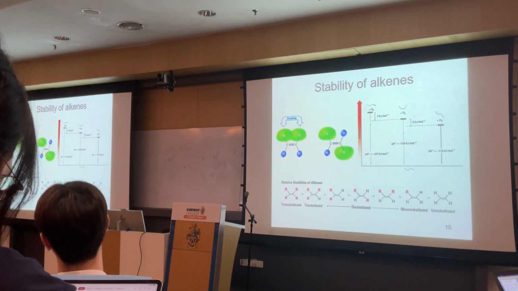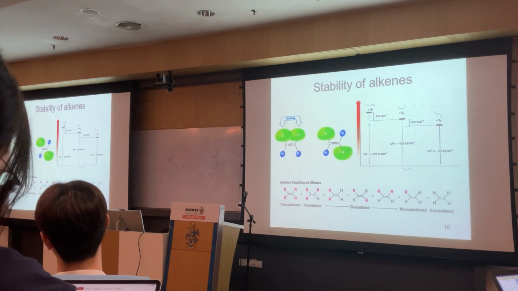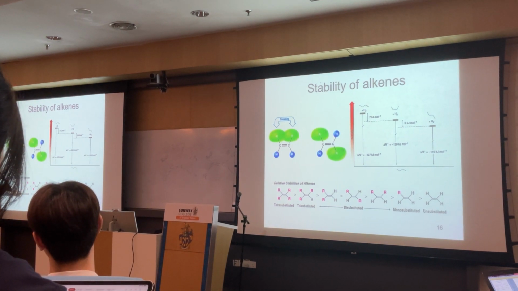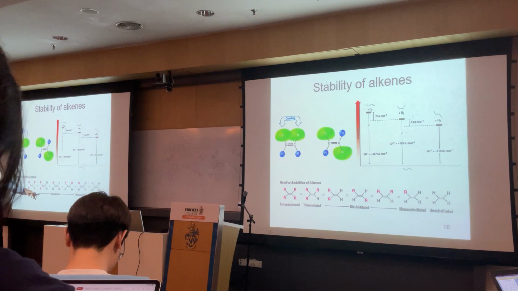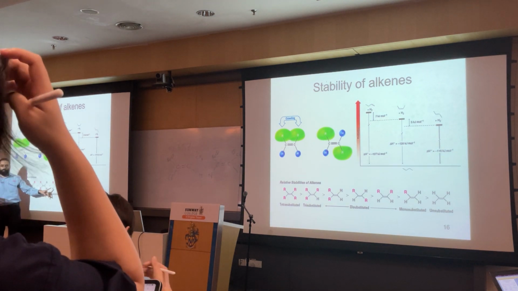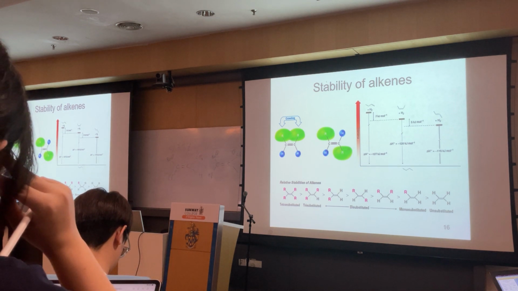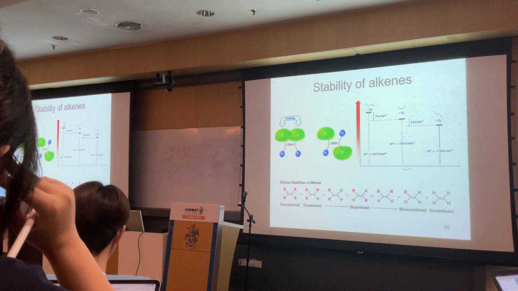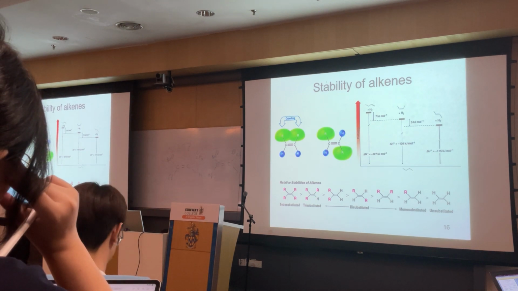Tetra substituted, because there are only 4 places where substitution could occur, would be the highest. Tri substituted would be next. Di substituted on one side of the carbon-carbon double bond will be higher in stability as opposed to on the opposite carbon. And if they are on the opposite side, meaning trans, it would be highly stable. If they are cis, then it would be less stable.